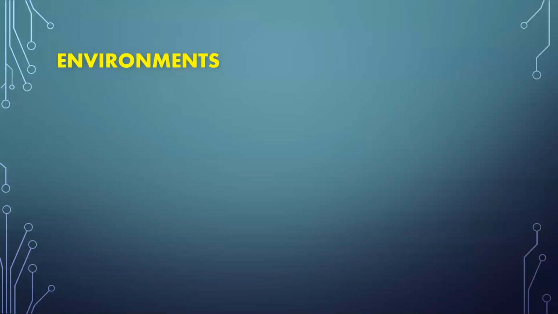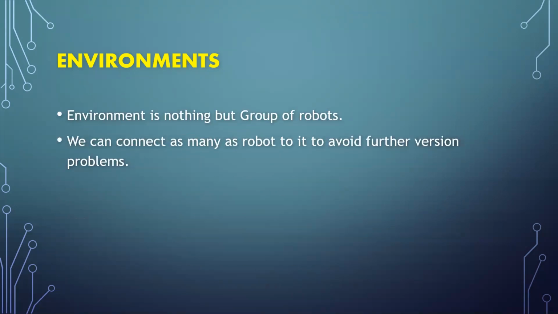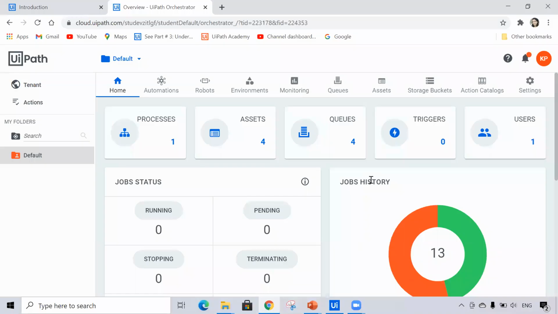Environments. Environments is one of the features available in the UiPath Orchestrator. So what exactly is it? An environment is nothing but a group of robots. We can connect as many robots as we want to a particular environment to avoid further version problems. So let's see how we can do that in the Orchestrator.